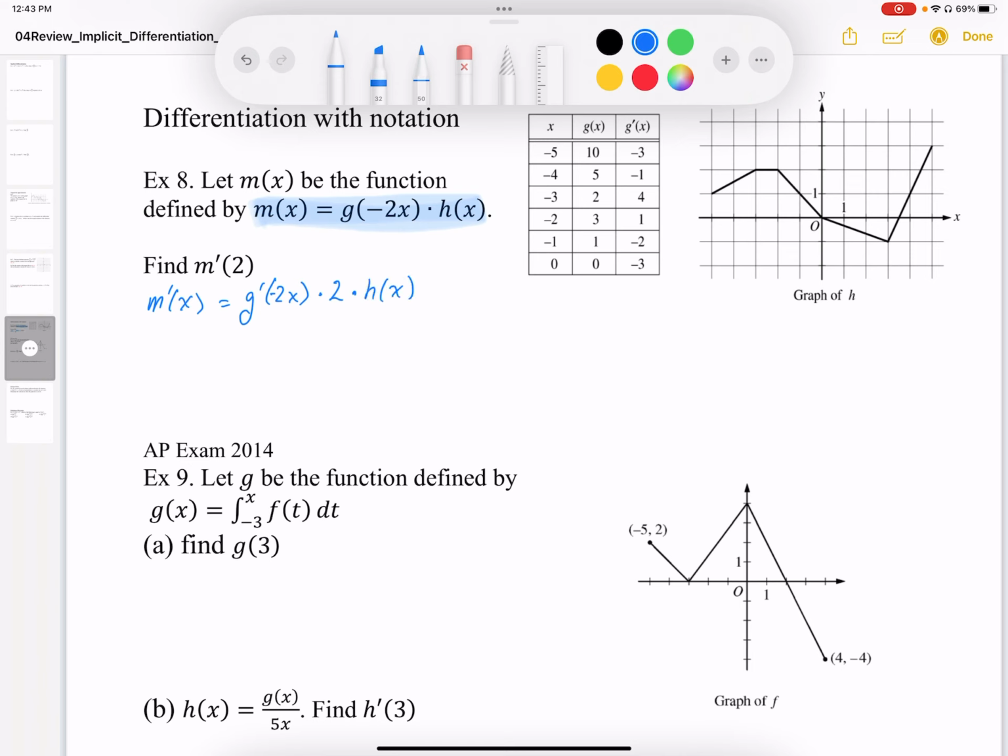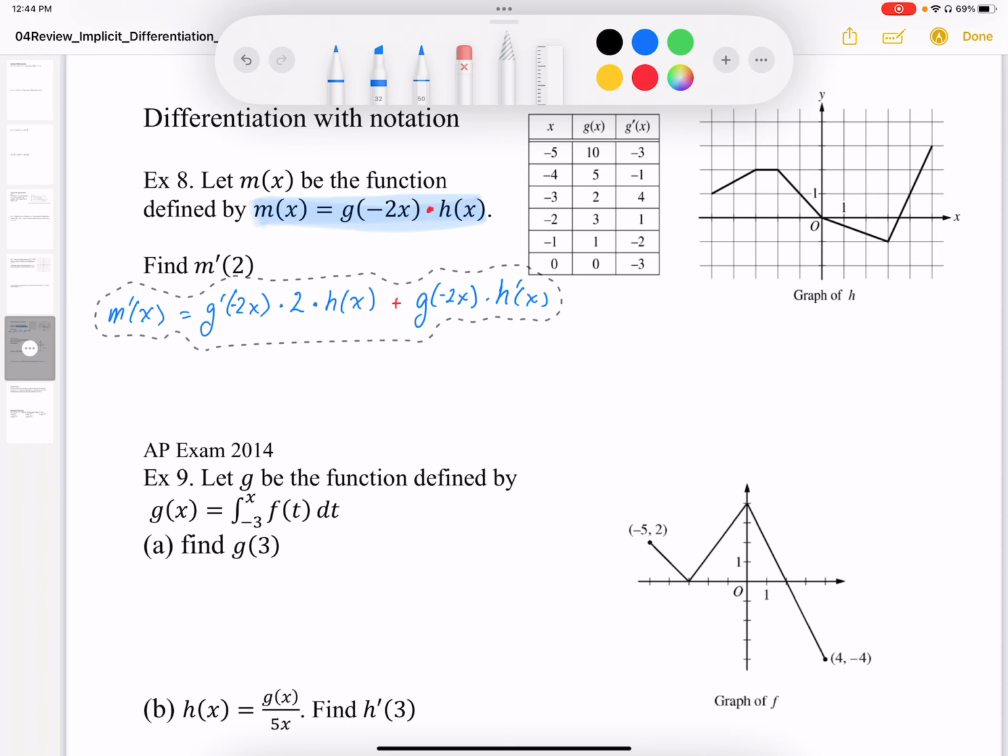and because there's this times in here, we have to apply product rule. So then we're going to end up with g of negative 2x times h prime of x. So this expression here is our derivative expression. So we're going to use this expression to find m prime at 2.